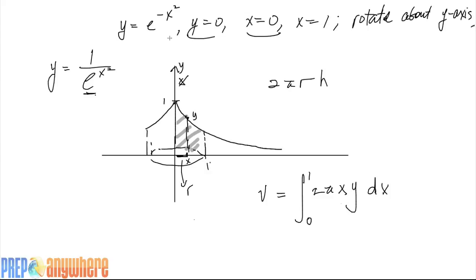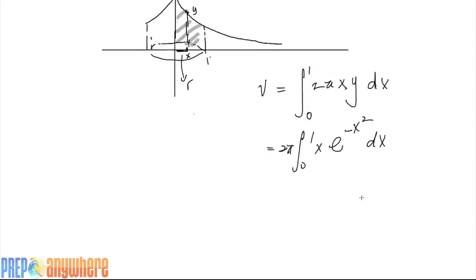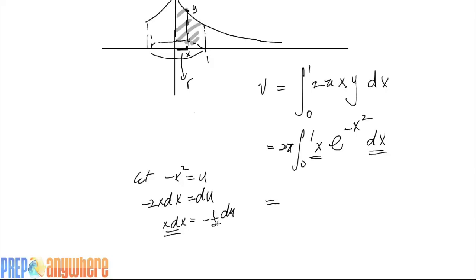The y we've got to replace with this. Let me actually write 2 pi at the front here: x e to the power of minus x squared dx. To integrate that, we have to use the integration by substitution method. Let minus x squared equal u, so you get minus 2x dx is equal to du. So let's replace x dx with minus half of du.